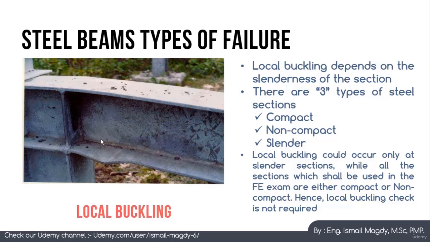This type of failure is called local buckling, and it depends on the slenderness of the section and the dimensions between the web and the flange and the thickness of each. We have three types of steel sections, which are compact, non-compact, and slender. Local buckling happens only in the slender sections. However, it cannot occur in non-compact or compact sections. In our FE course here, we will be dealing only with compact or non-compact sections. That's why you will never have to check for local buckling. Of course, this is during the FE exam.